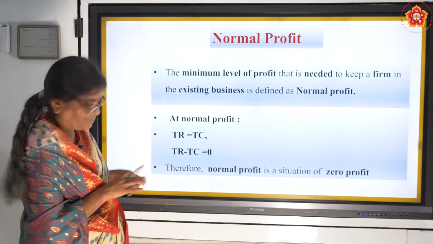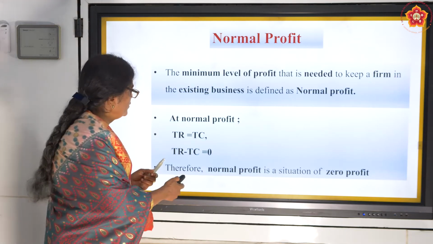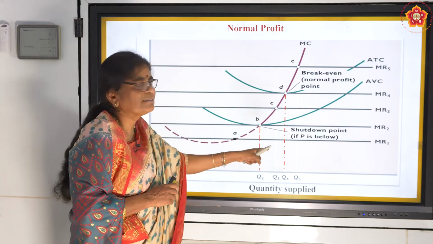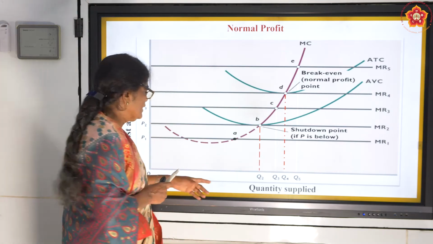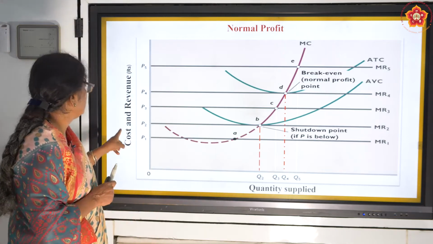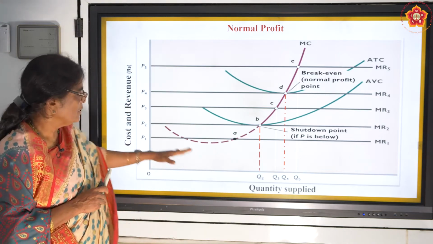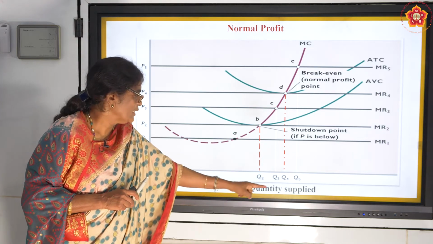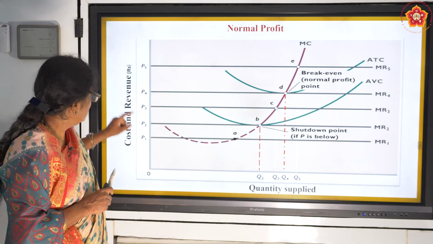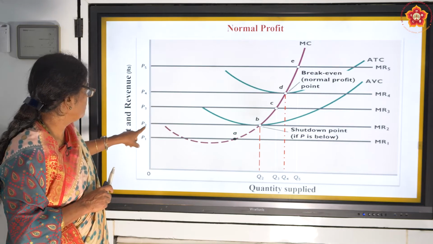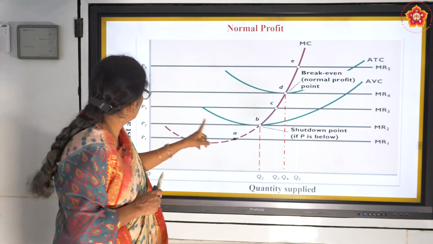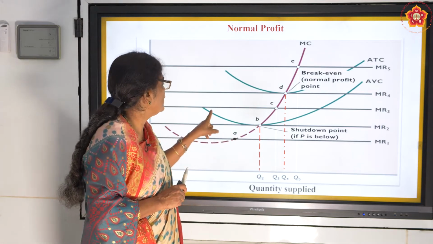The next, this normal profit is explained very clearly in this diagram. You can see quantity supplied on the x-axis, or another name, output supplied, and cost and revenue on the y-axis. You can see here there are different levels of prices, P1, P2, P3, P4, P5 in the market. Here at P2, what is happening?